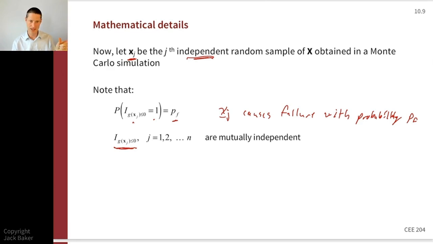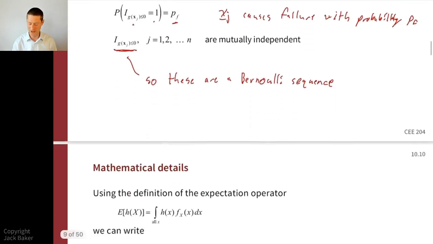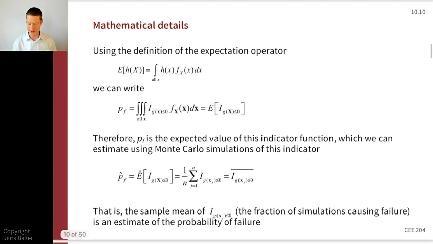I get one with probability pf, and each sample is going to be independent. So these things are a Bernoulli sequence. A Bernoulli sequence is a set of successes and failures, and we get a success with probability p, and each success and failure is mutually independent of all the others, right? So we can take advantage of some of those Bernoulli sequence properties for some of our calculations.